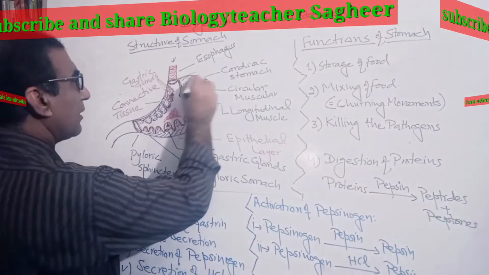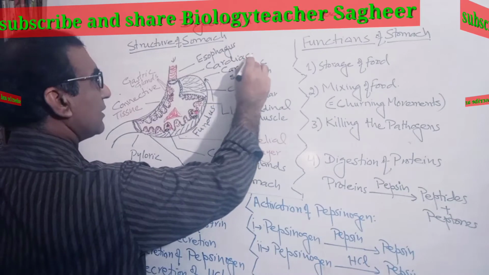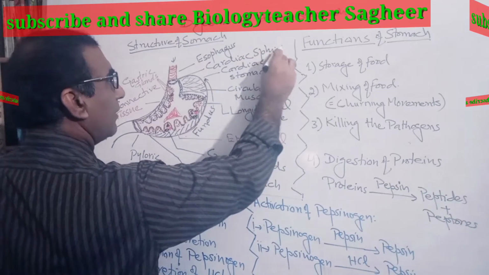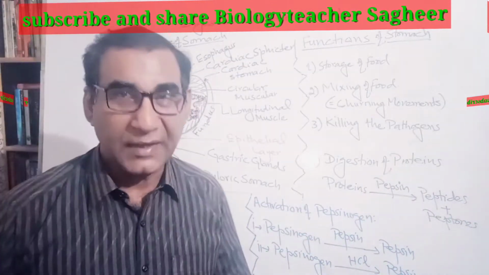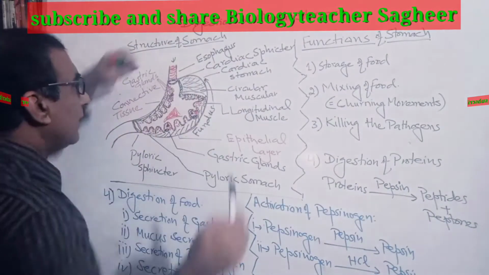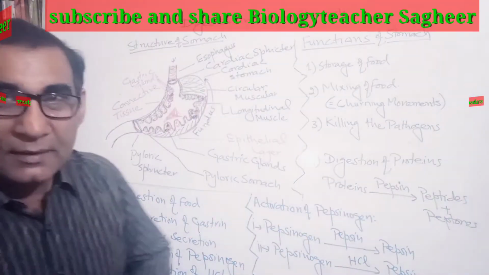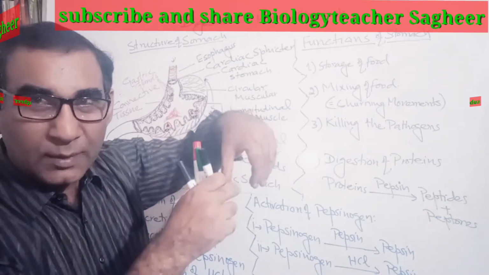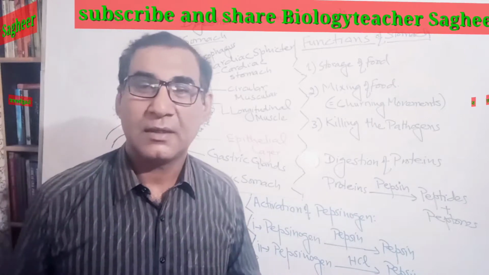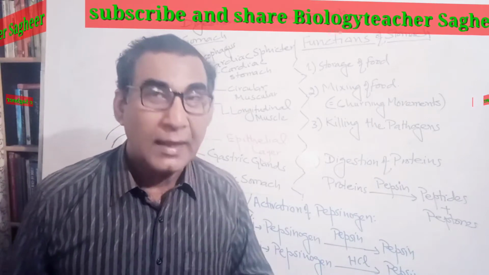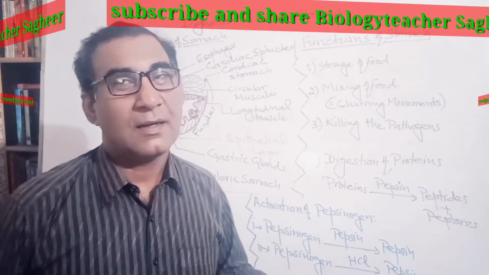This is known as the cardiac sphincter. Why do we call it the cardiac sphincter? The reason is that this is the cardiac stomach. This part, the part of the stomach which is near the heart, is known as the cardiac stomach. And the sphincter which is present here is known as the cardiac sphincter.